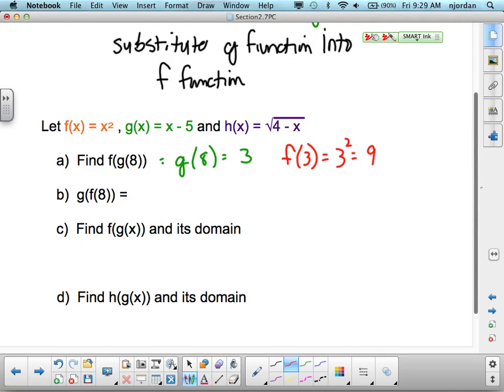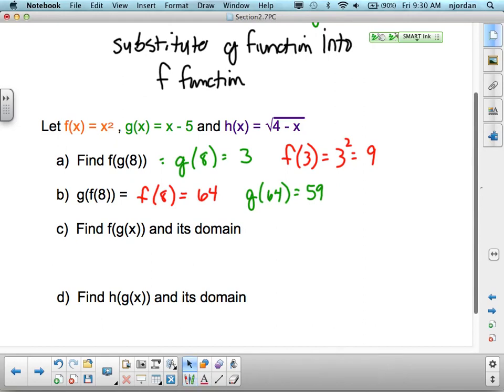Okay? Now, do you think g of f of 8 will give us the same result? Sometimes it does, sometimes it doesn't. Okay, clearly here, when we even just start off the problem, we can see that f of 8 is going to be 64. And now I plug that into my g function, so g of 64 is going to equal 59. 64 minus 5, or 59, okay?